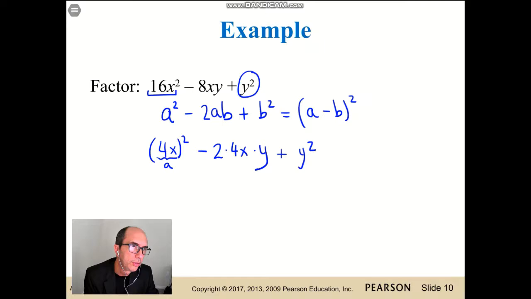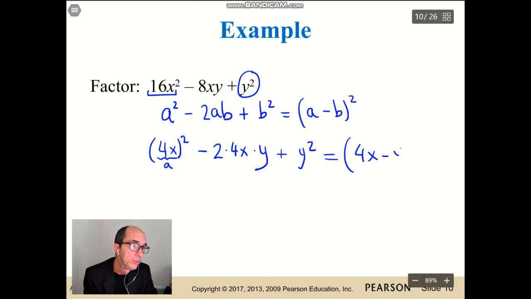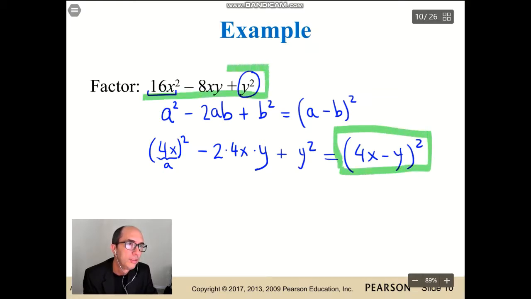with the original expression. We have here (4x) squared, it is 16x squared. If you calculate the square here, it's going to be equal to this 16x squared, right? Minus 2 times 4, negative 8xy, okay? Plus y squared, and we can write this as (4x minus y) squared. This is going to be equal to the original expression.